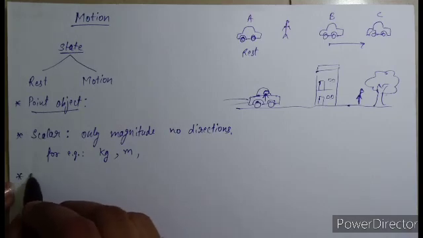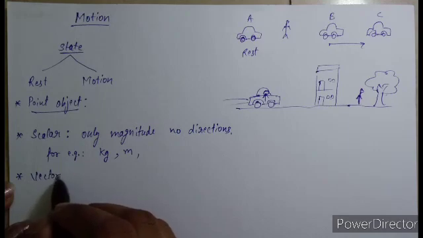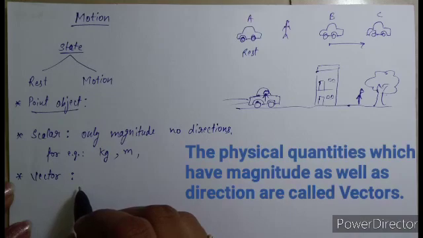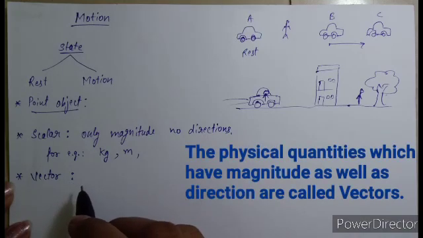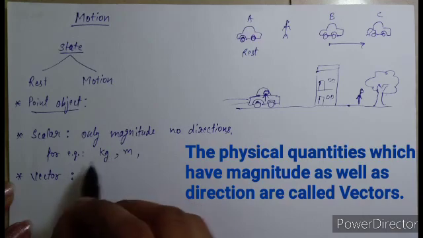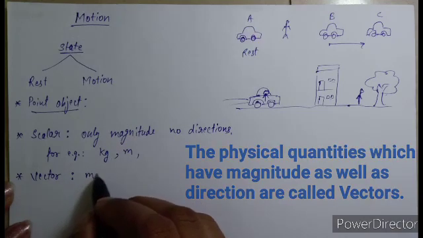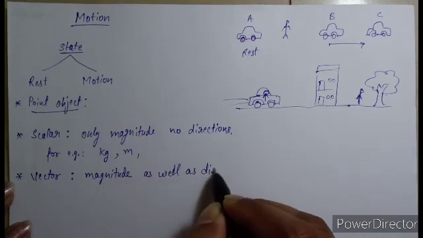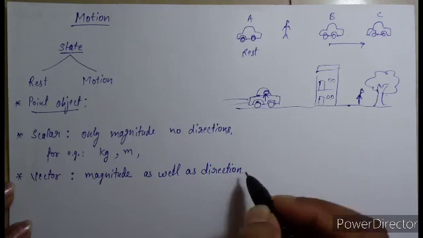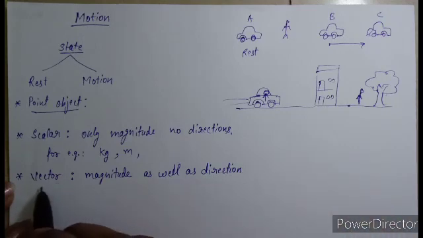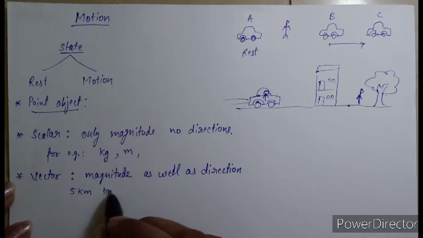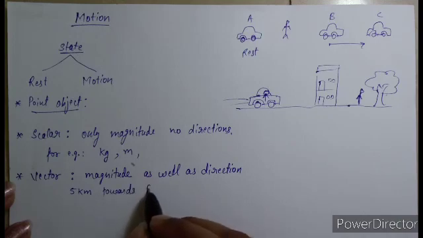Second one is the vector quantity. Vector quantity, the physical quantity which has magnitude as well as direction is known as vector quantity. For example, 5 kilometers towards east.